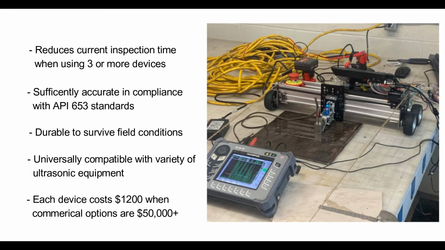The use of 3 or more devices reduces inspection times. It is accurate enough to meet commonly used standards and is capable of managing field conditions. Additionally, it is compatible with a variety of ultrasonic equipment and can be built for approximately $1,200, which is a drastic reduction versus purchasing pre-existing equipment.